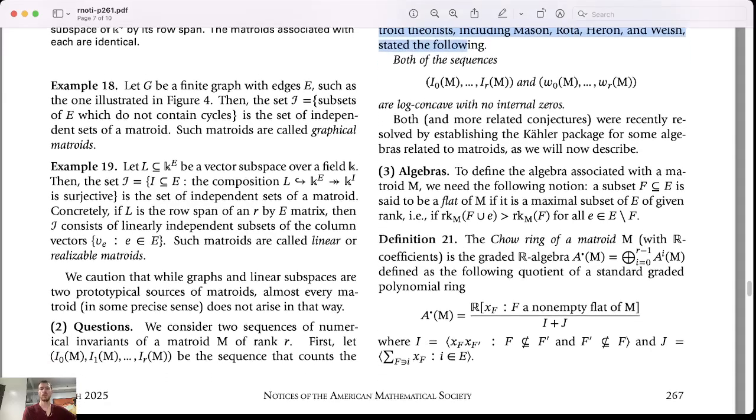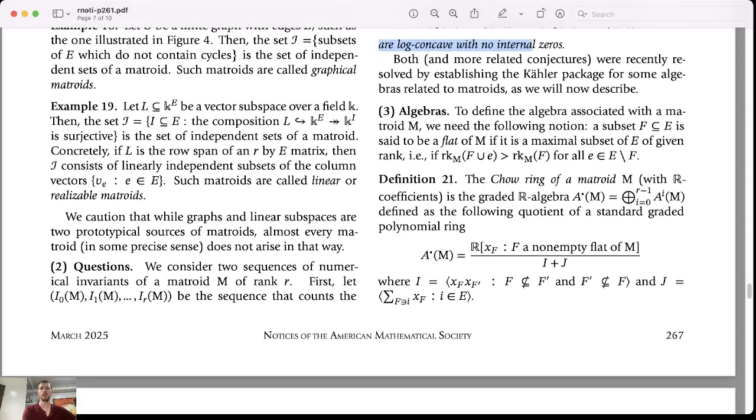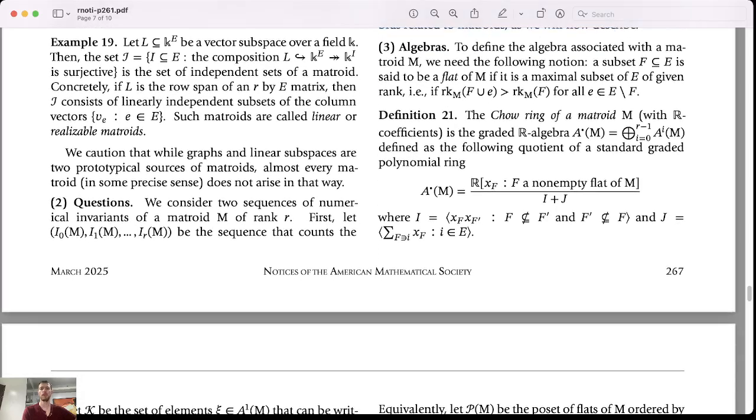Both the sequences I0 of M through IR of M and W0 of M through WR of M are log concave with no internal zeros. Both and more related conjectures were recently resolved by establishing the Kähler package for some algebras related to matroids, as we'll now describe. Algebras. To define the algebra associated with the matroid M, we need the following notion.